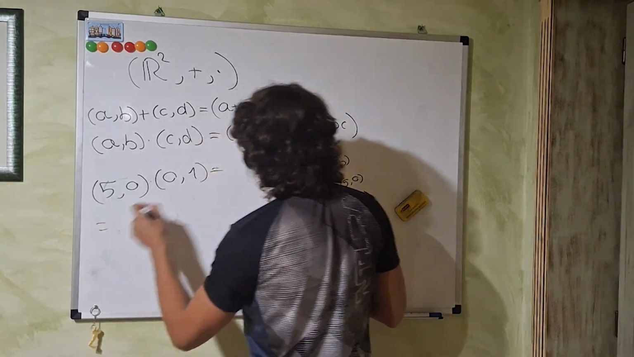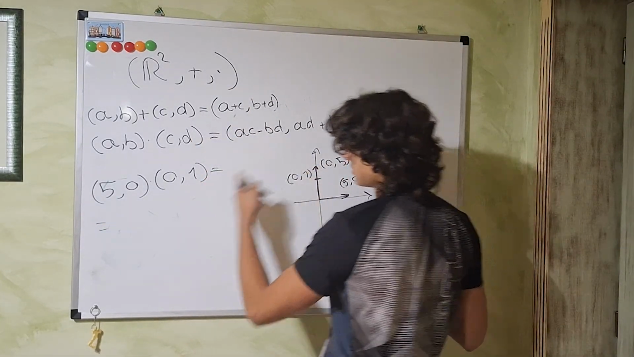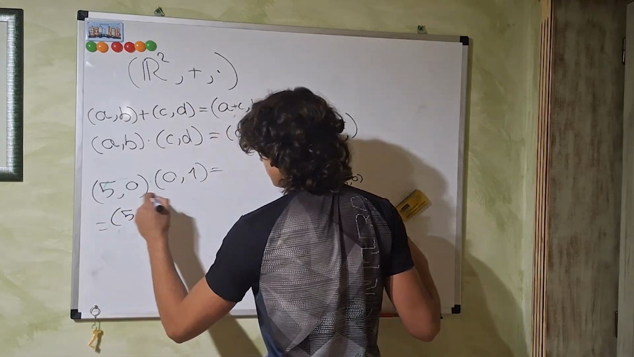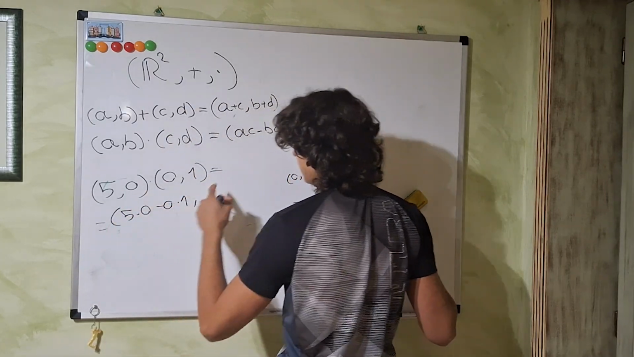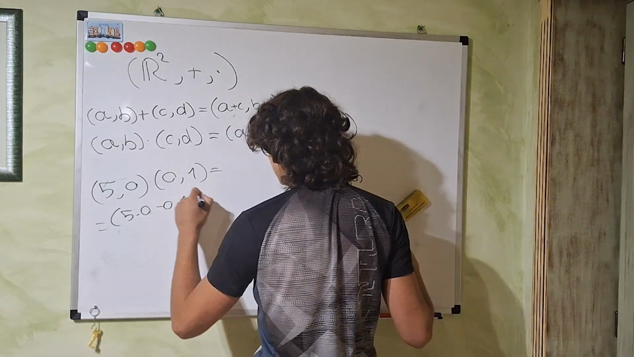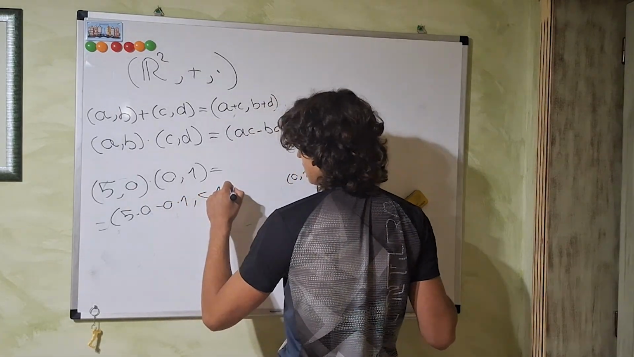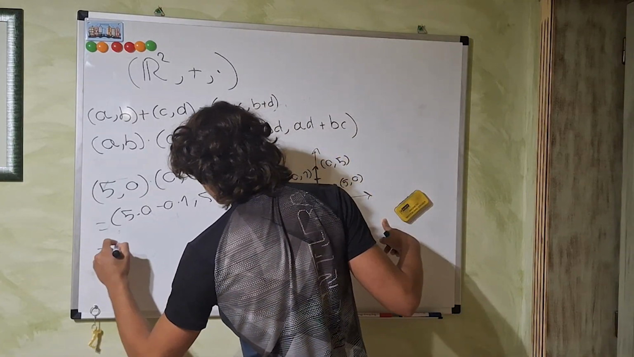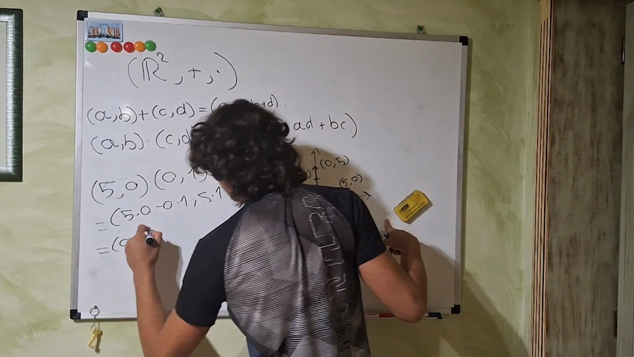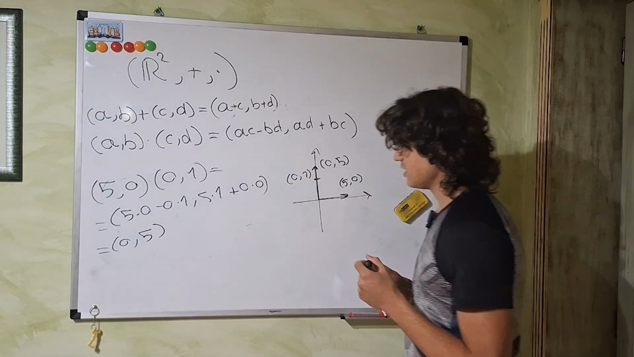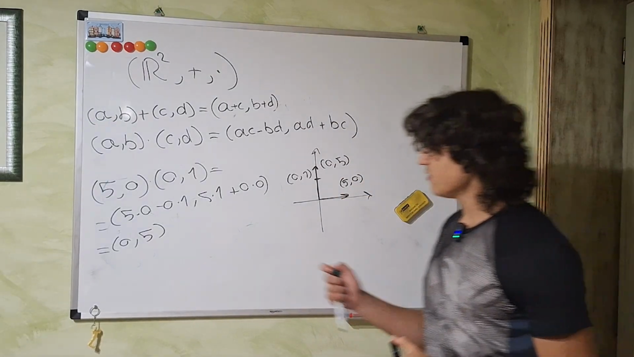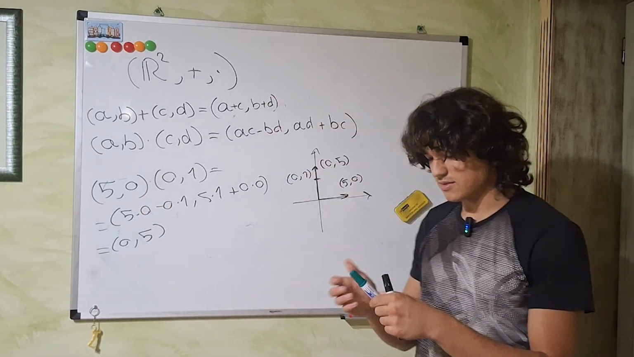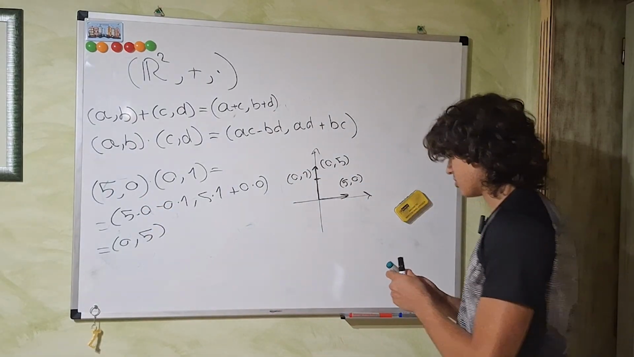Let's use this rule. So AC minus BD: 5 times 0 minus 0 times 1. AD: 5 times 1 plus 0 times 0. So this is 0, and this is 5 times 1, which is 5. So see, we get (0, 5). And even if we exchange (5, 0) and (0, 1), we always get the same thing. So this is why this approach works.